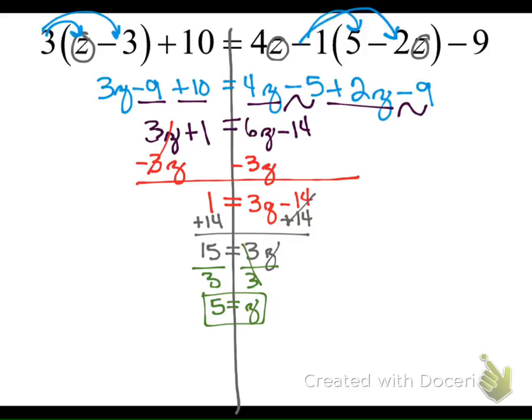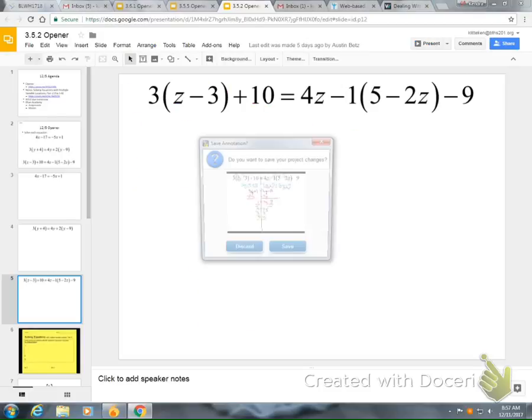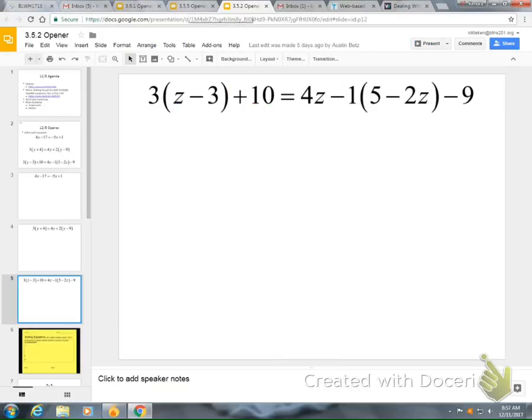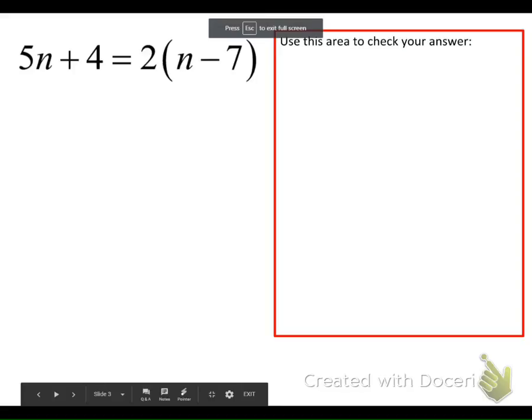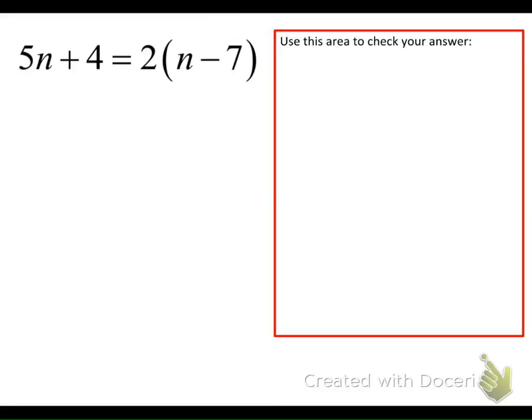Okay. So go ahead and flip to the 12-8 opener. So now we have 2 here. Where it says use this area to check your answer, that is strictly for extra credit. If you want to try to substitute and check your answer, you may do so to earn some extra credit.